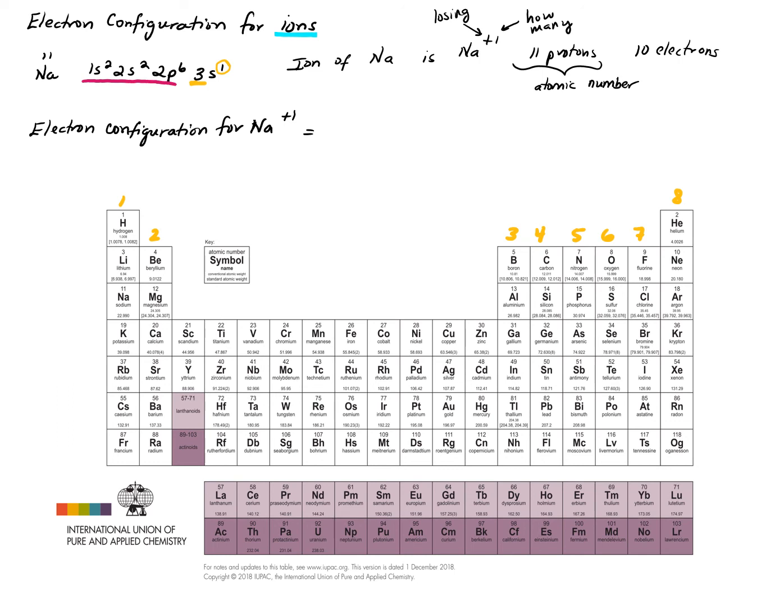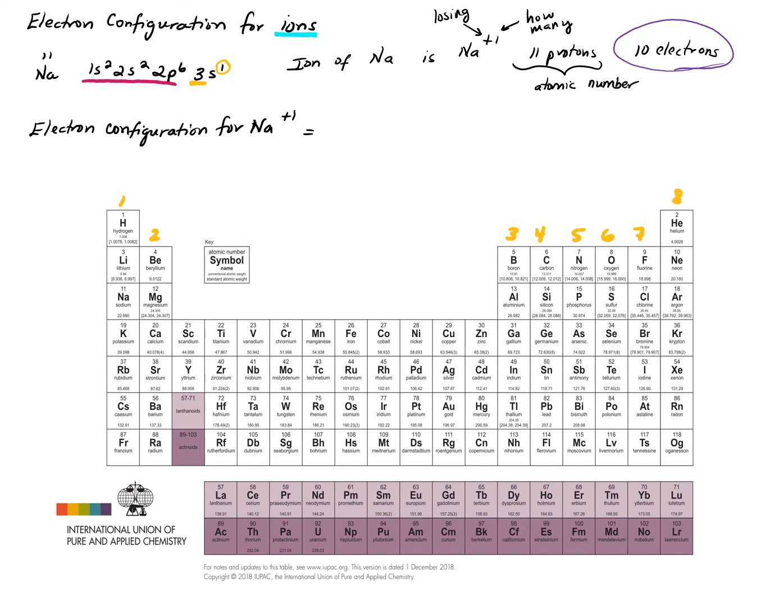So the neutral atom of sodium, with the same number of protons and electrons, will have 11 protons, 11 electrons. Sodium +1, losing 1 electron, will still have 11 protons. That number is not changing because that's your atomic number for sodium. But now, with a charge of +1, losing 1 electron, the ion of sodium has 10 electrons.